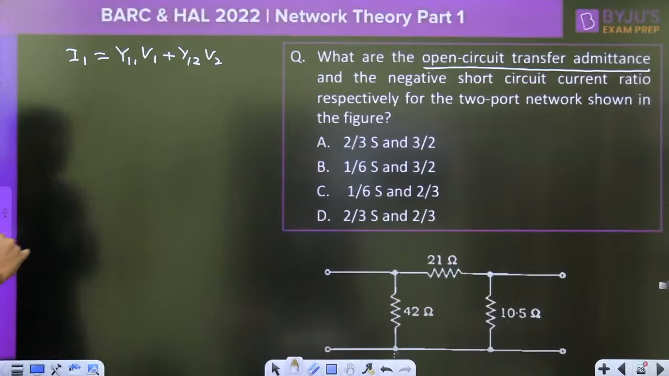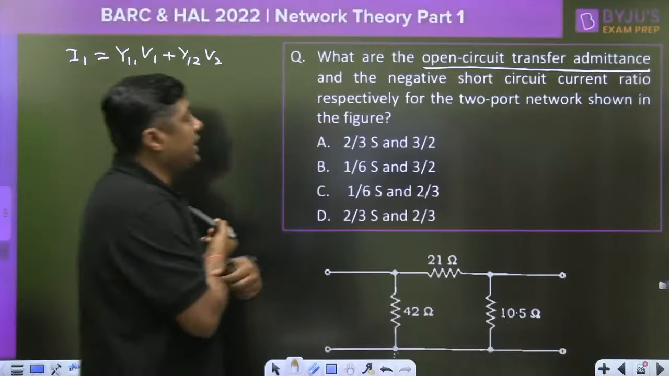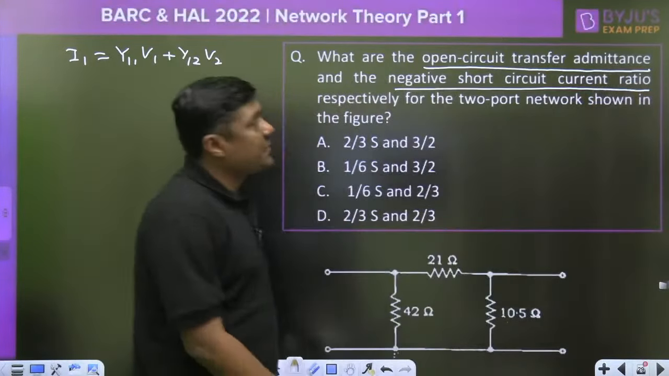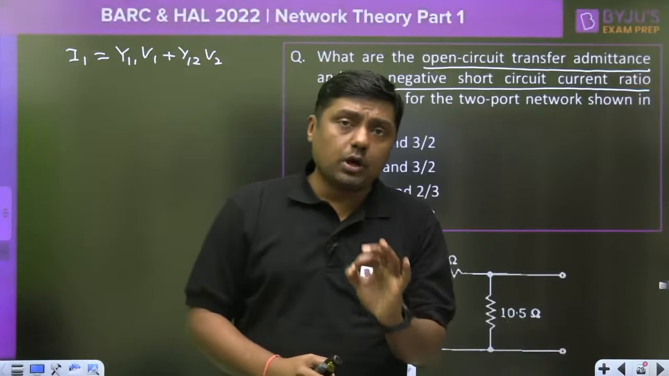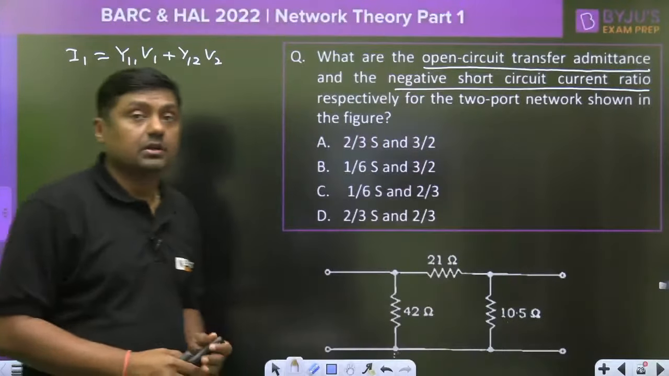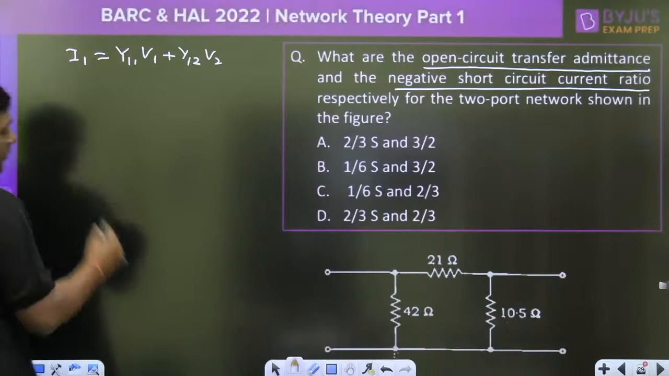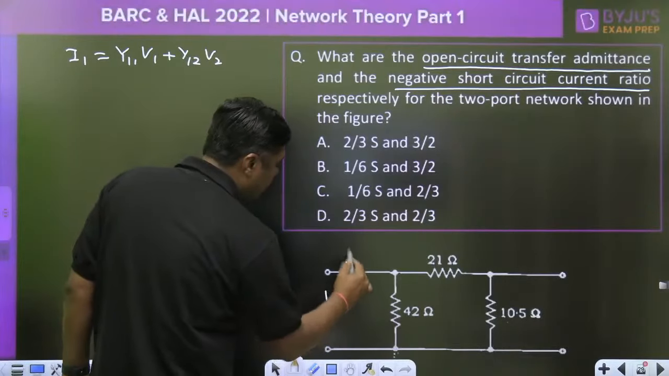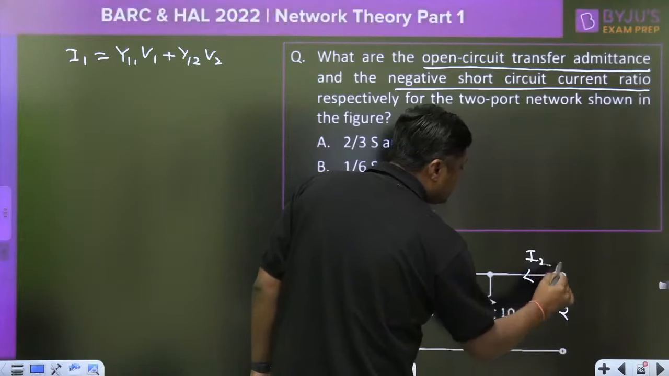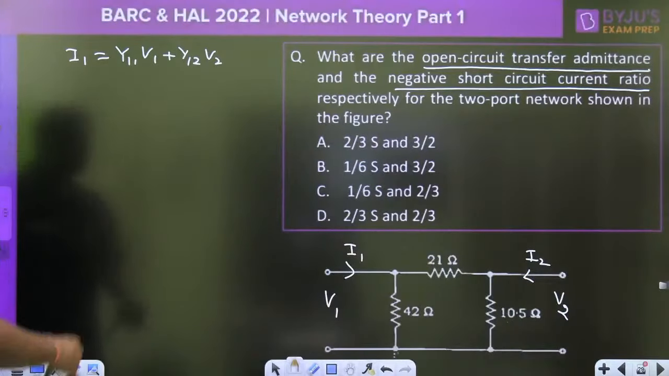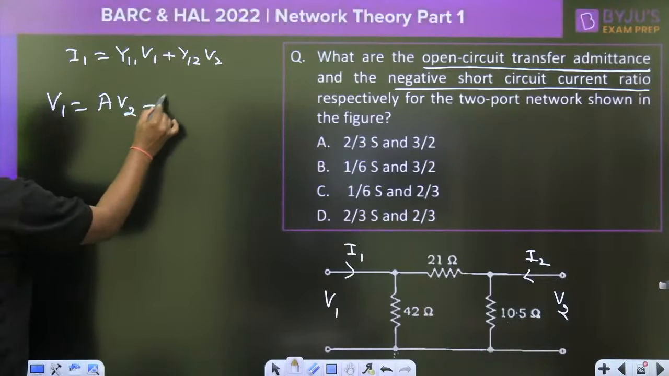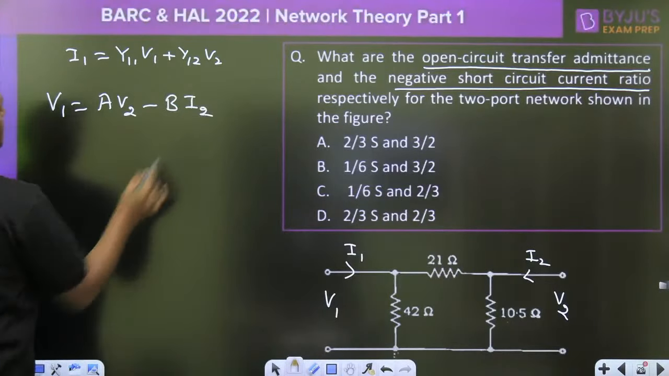Remember that. Second thing, negative short circuit current gain, or negative short circuit current ratio. This type of word we use in transmission line parameters, the ABCD parameters. So what is the ABCD parameter? This is V1, this is I1, this is V2, that is I2. Now, V1 is equal to AV2 minus BI2.